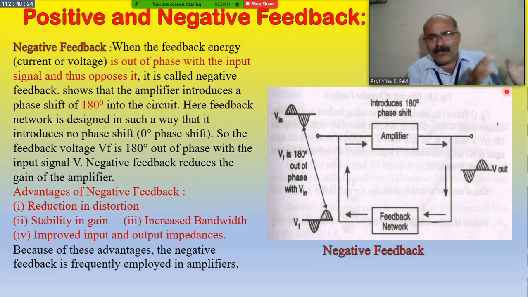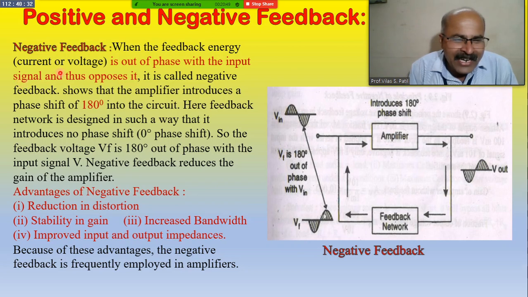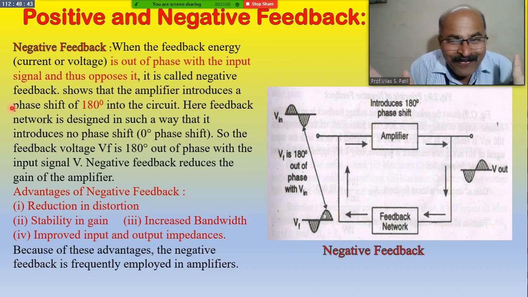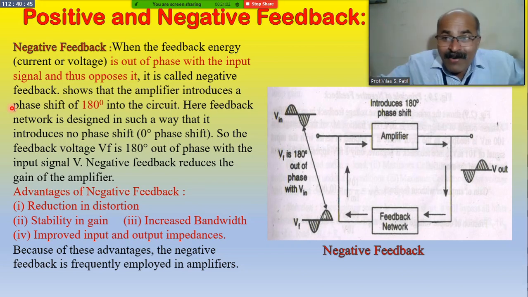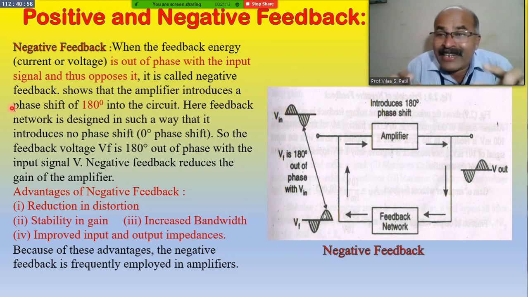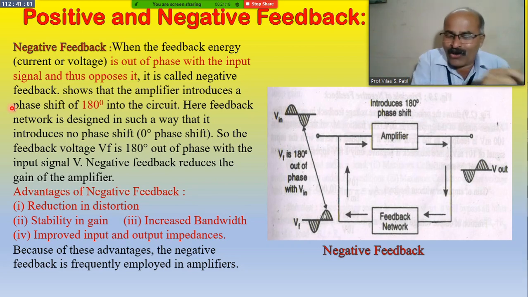We know that if positive feedback is not applicable, then negative feedback should be highly applicable. Negative feedback is when the feedback energy, that is current and voltage, is out of phase with the input. The original input and feedback signal are out of phase, not the same. They are in reverse direction. If the input is in the positive half cycle and feedback is in the negative half cycle, then it is known as being in reverse direction, meaning opposite to the positive half cycle.